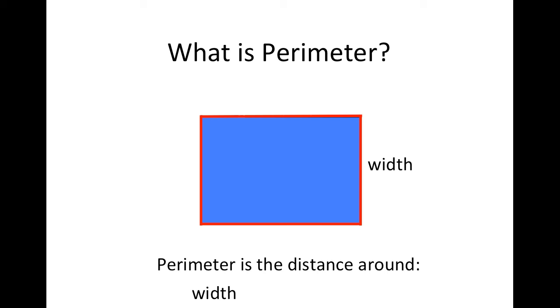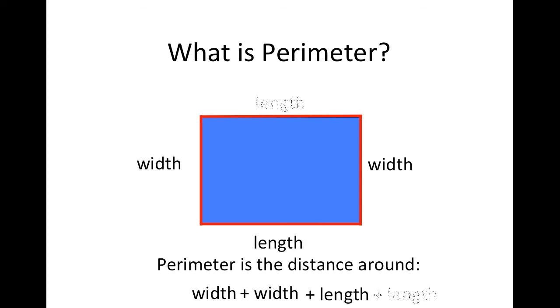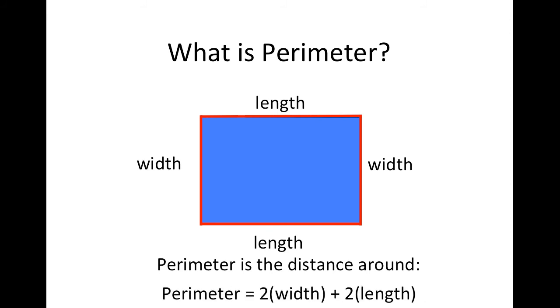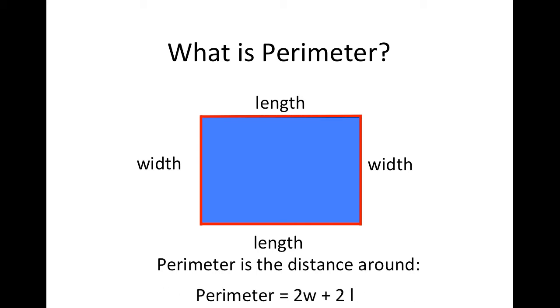If I generalize this, I know that it's width plus width plus length plus length. Putting all that together, I know that it's 2 times the width plus 2 times the length. If I abbreviate that, I get 2W plus 2L.